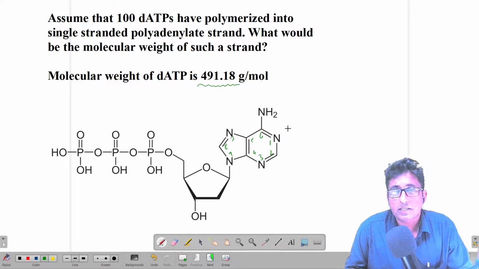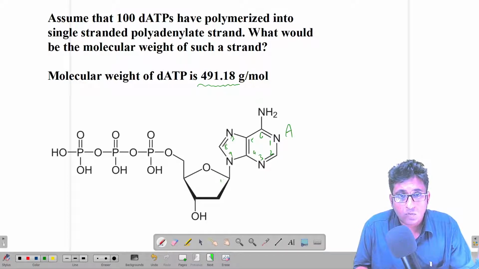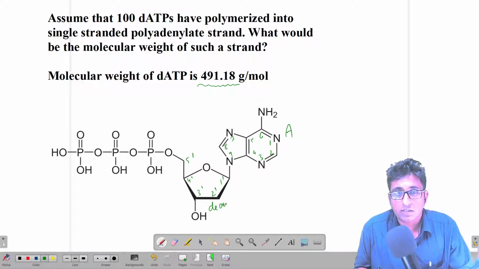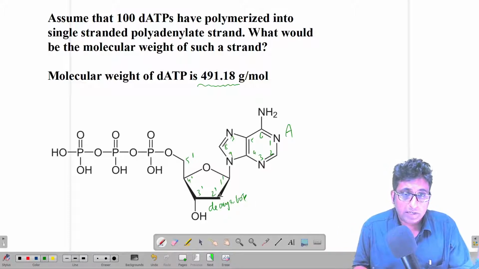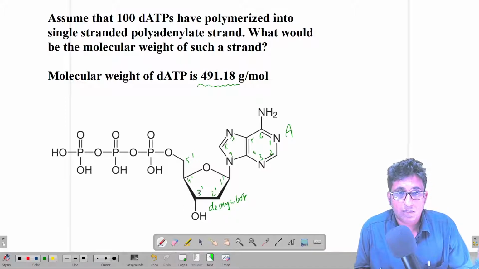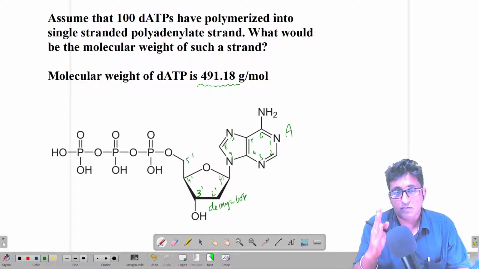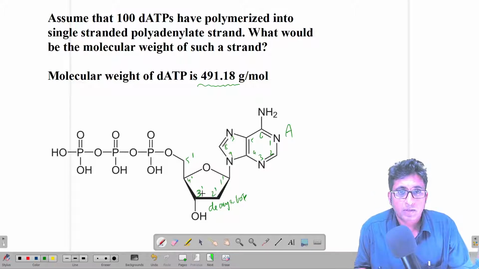Here, this is 6-aminopurine, which must be adenine. And then we have 1 prime, 2 prime, 3 prime, 4 prime and 5 prime. It is 2 prime deoxy, so this is deoxyribose. And the polarity of DNA is referred to by the groups that are free on the phosphate ribose backbone. That is the 3 prime OH. That becomes very important for us.